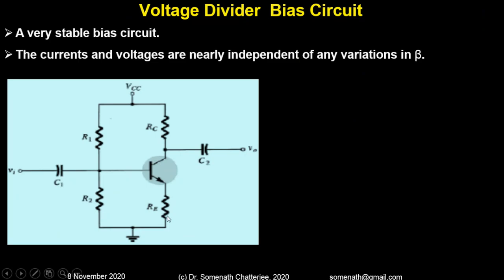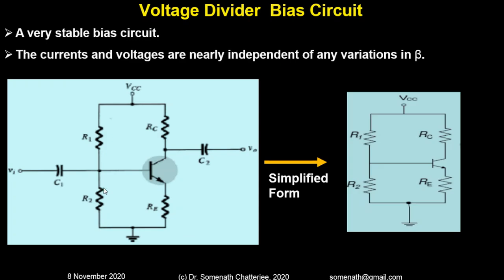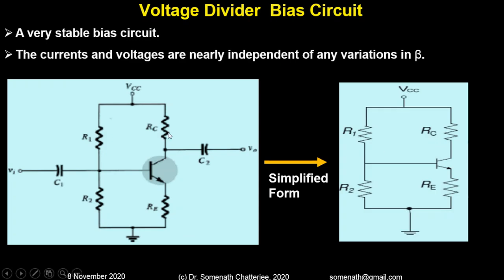Here we are using RE also, the emitter resistance. C1 and C2 are generally for blocking the DC, so that is not important for us. Now we have to do the simplified form of this, because here we are implementing Thevenin's theorem, the circuit theorem. So before proceeding, we will draw the simplified form of the same.